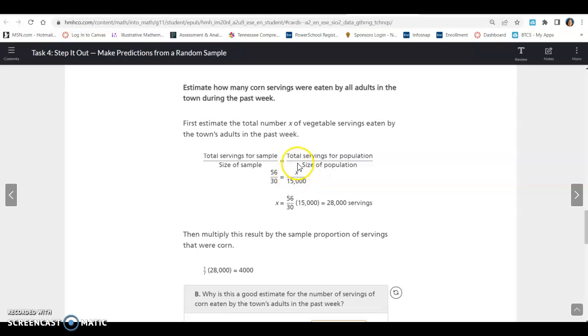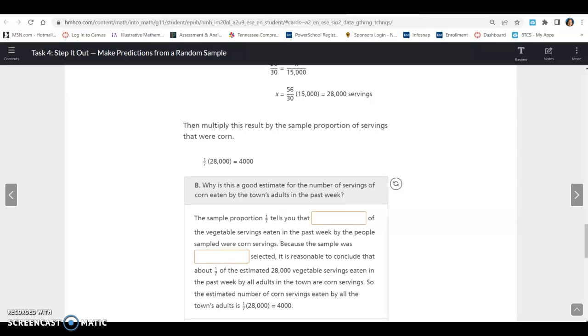So 56 over 30 equals total servings for the population. That's what we're trying to find. So that's X over the size of the population. Again, that is the 15,000. So this is a proportion. So you cross multiply. You've been doing this since middle school, hopefully. You just cross multiply and then solve for X. So that's going to give us 28,000 servings. That's total servings for all your vegetables.